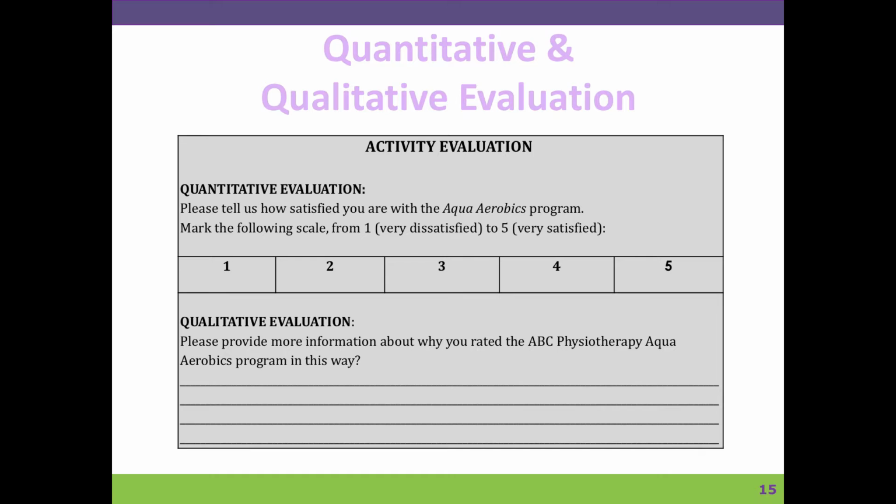So the quantitative part of the evaluation asks, please tell us how satisfied you are with the aqua aerobics program. It then asks the client to rate it on a scale of 1 to 5, 1 being very dissatisfied and 5 being very satisfied. Then the qualitative evaluation asks, please provide more information about why you rated the aqua aerobics program in this way. So once we've received the numerical figure, we then get the client to write in words the reasons why they were very satisfied or dissatisfied or neutral with the program.